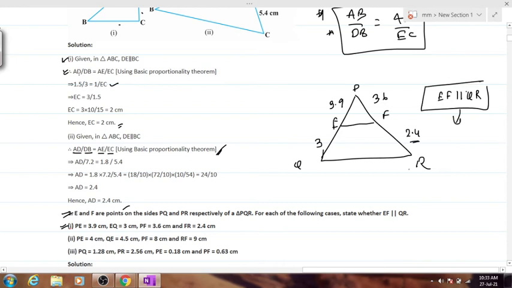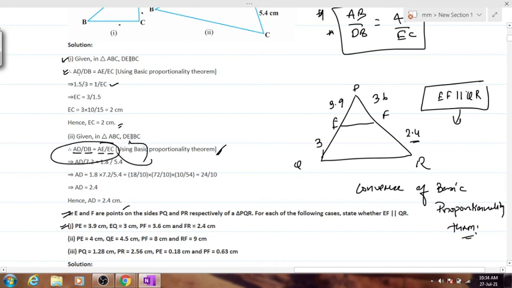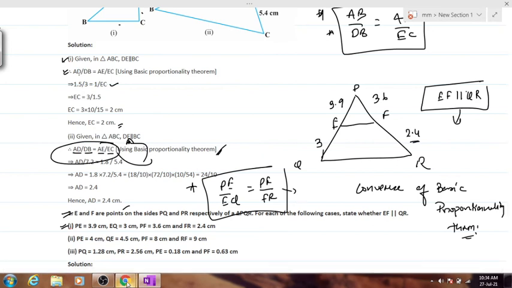Over here we'll have to use the converse of the basic proportionality theorem. Clear? Where if the sides are proportional, we can say that it is parallel. So if we have out here PE by EQ equals PF by FR, if we get this condition, we say that the lines are parallel, elsewise the lines are not parallel. I hope people have understood how to do this. And the reason, when you write this, we'll say converse of basic proportionality theorem.